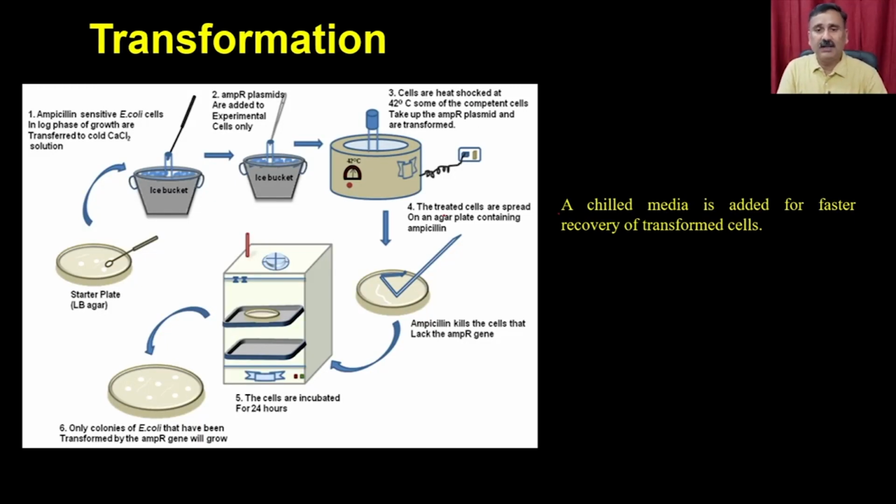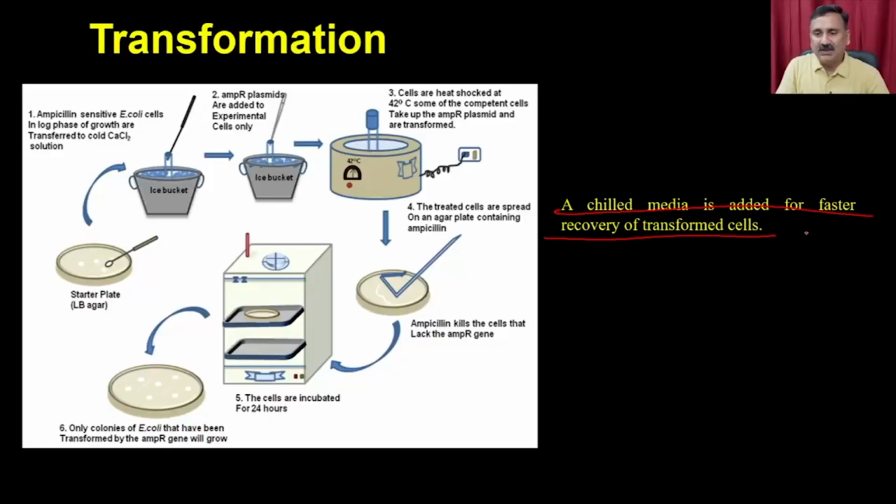Then, in the next step, once the heat shock is over, you are going to add chilled media, and that is going to restore the rigidity of the cell wall or the plasma membrane and seal the pores that were created in the plasma membrane. That helps with faster recovery of the transformed cells. Once you add the chilled media, you allow the cells to recover for 30 to 45 minutes at 37 degrees Celsius. After this recovery, you are going to plate the cells onto agar plates.